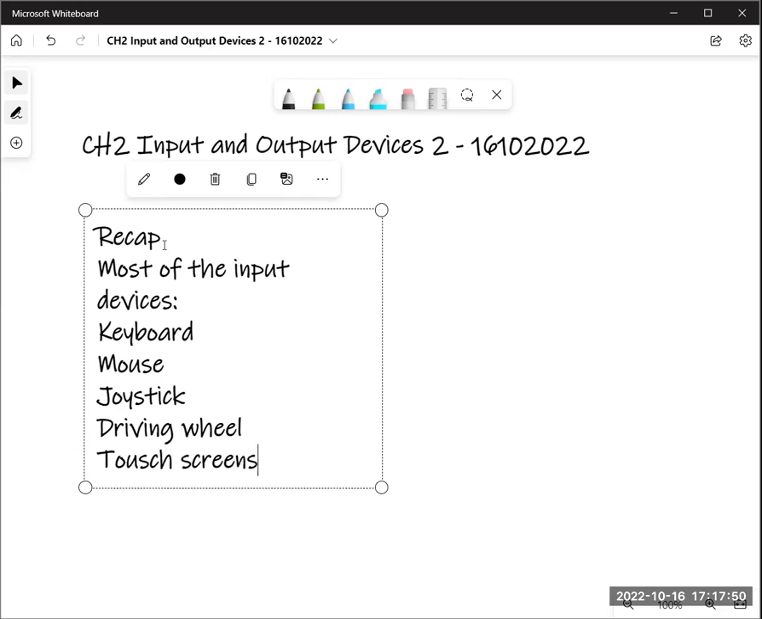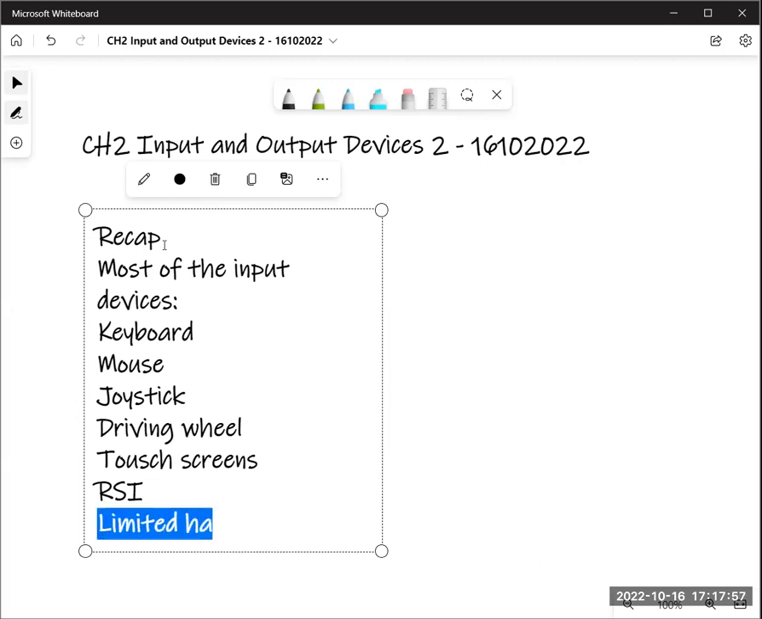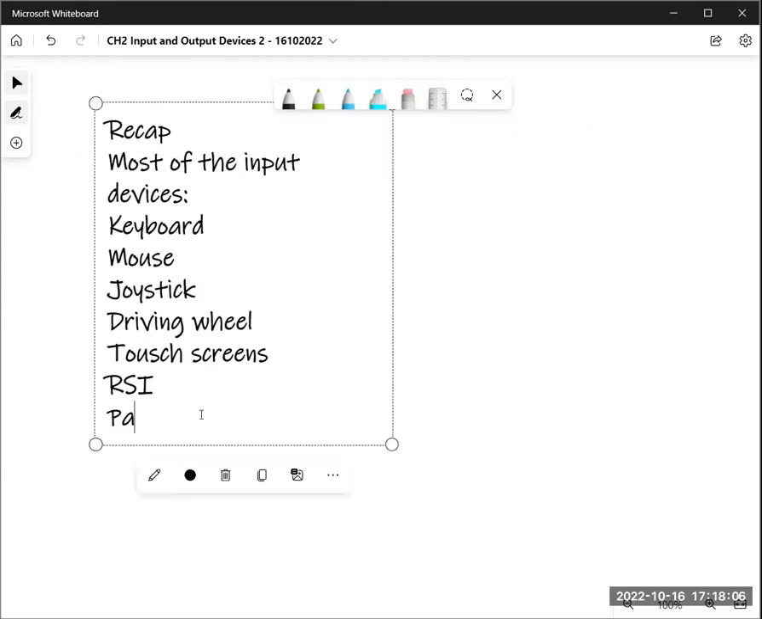We looked at RSI. We looked at limited hand wrist movement. Or what was the other thing? Let's just say other stuff. RSI and all of that. We did pass through a question this one.